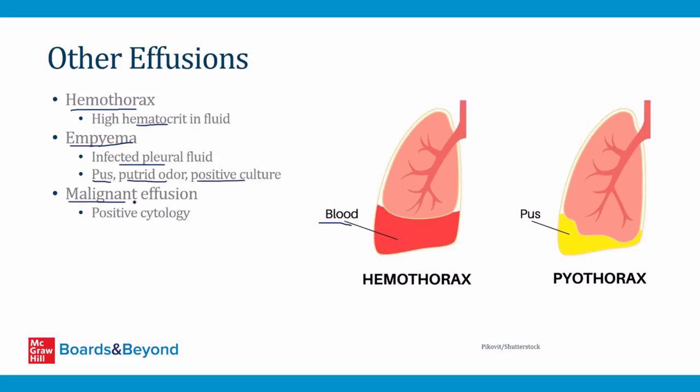And then lastly, malignant effusions are effusions caused by malignancy or cancer. Many patients with lung cancer develop these. Key findings here are, first of all, that the patient may have a history of lung cancer. And also, if you send the pleural fluid to the lab and they perform cytology, they will find malignant cells in that pleural effusion fluid.